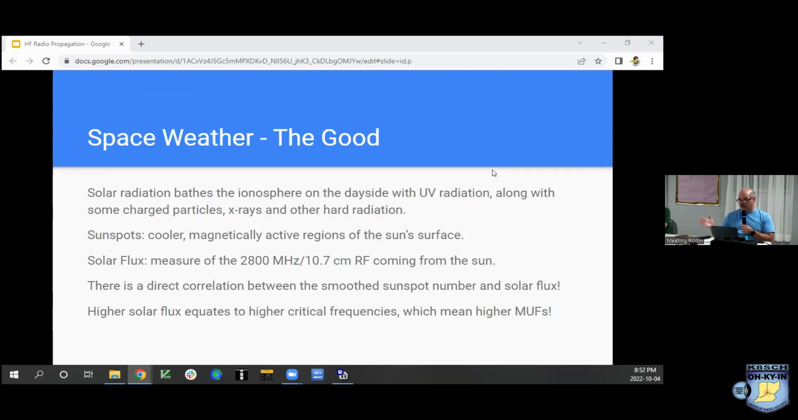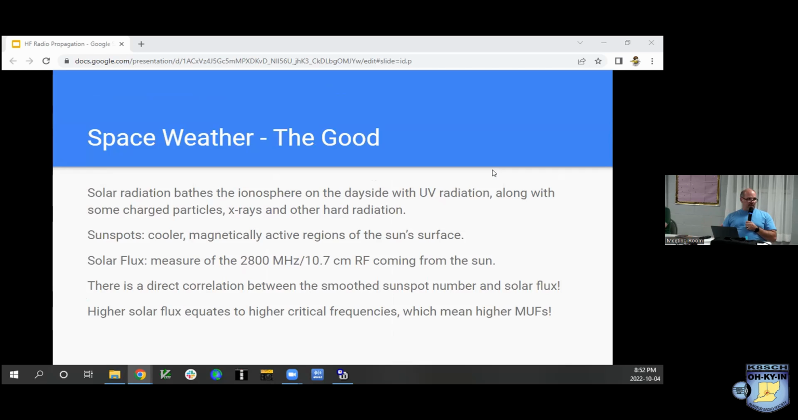So space weather. This is what the sun is doing to us. The good, solar radiation. It bathes the ionosphere on the day side with UV radiation, along with some charged particles, X-rays, and other hard radiation. Sunspots play a key factor in this. They are cooler, magnetically active regions on the sun's surface.